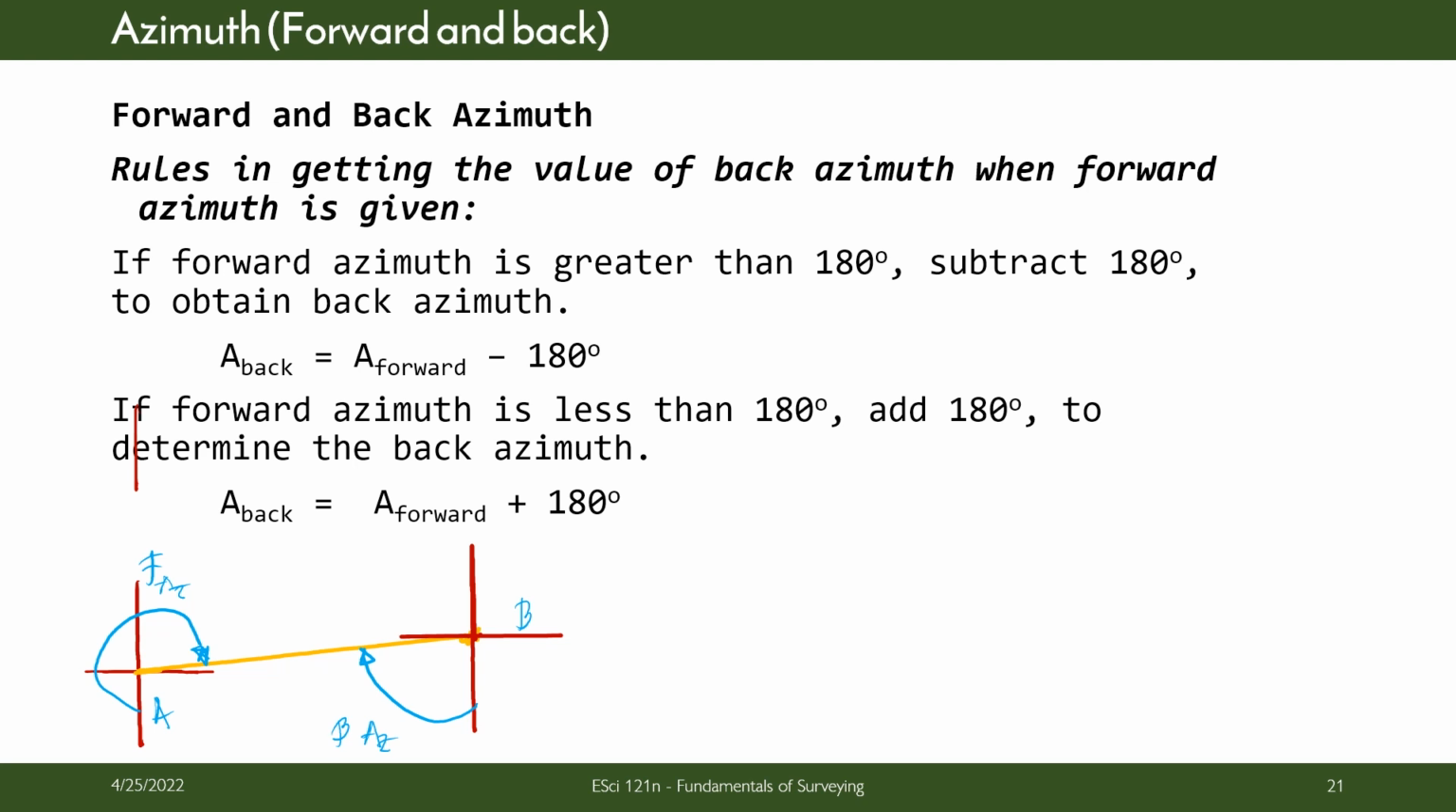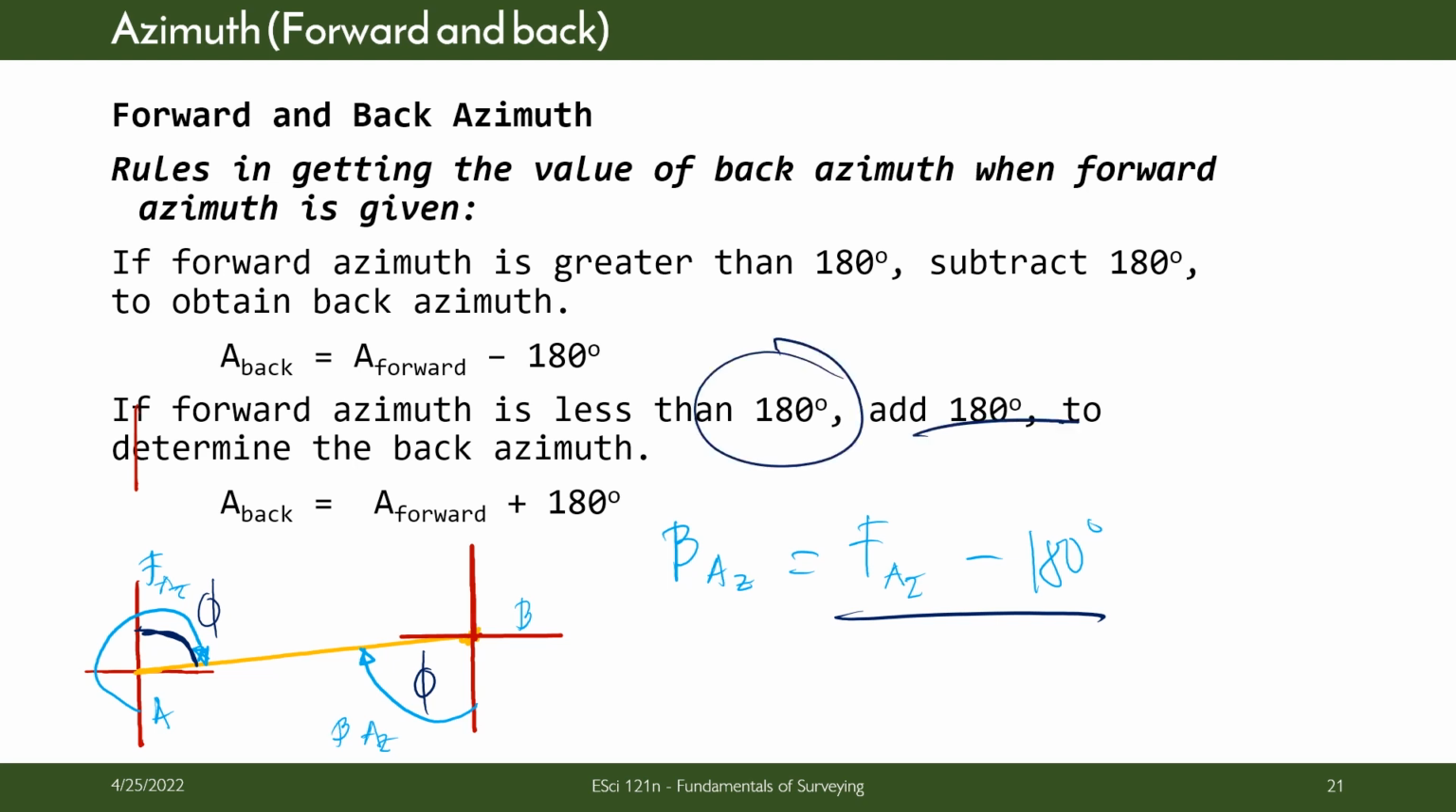To determine your back azimuth in this figure, it is simply the forward azimuth minus 180 degrees. If you deduct this whole angle by 180 degrees, the angle left is this one. So this angle, let's say angle phi, is just equal to this angle. That's why we have this equation. And for the other case, if the forward azimuth is less than 180 degrees, then we add 180 degrees to determine its back azimuth.